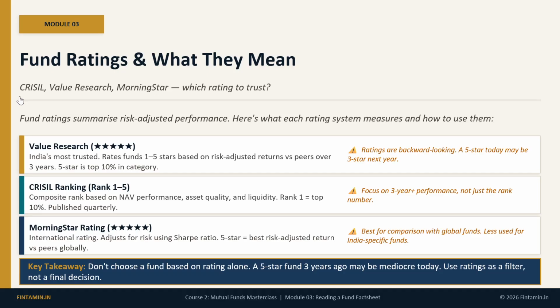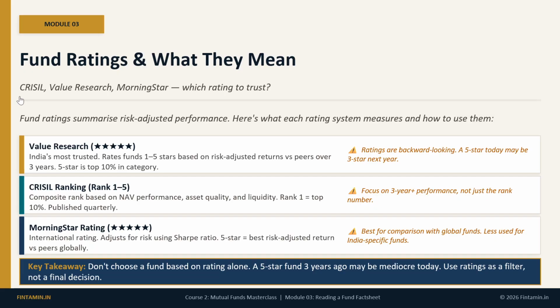My approach: shortlist 5 funds with 4 or 5 stars. Then analyze each one's fact sheet manually using the checklist from the previous slide. Then choose the best one or two. Do not just buy based on a star rating.